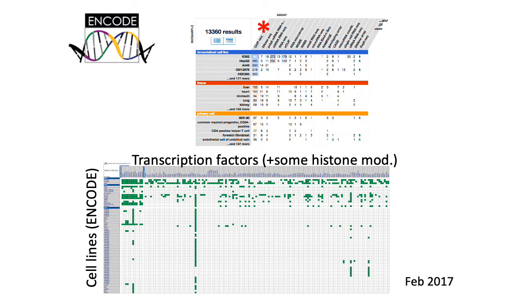I showed a figure like this in one of the earlier lectures, but basically here's a figure on the bottom showing you a map of different cellular contexts as rows and different transcription factors that are being ChIP-seqed as columns, as well as some histone modifications. And basically a green dot indicates that a transcription factor has been ChIP-seqed in a particular cellular context.